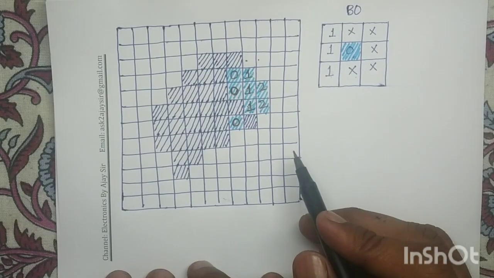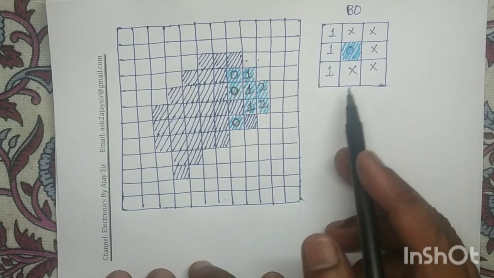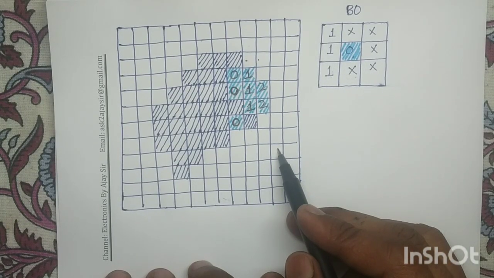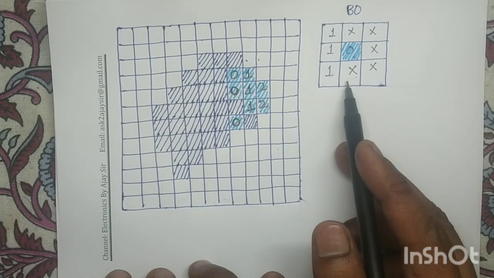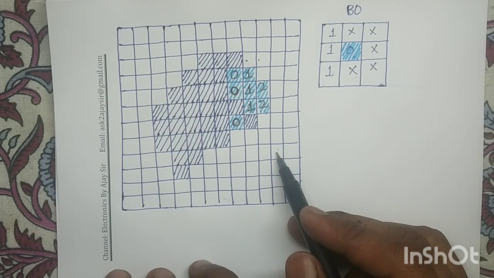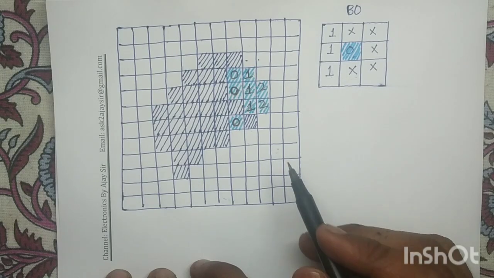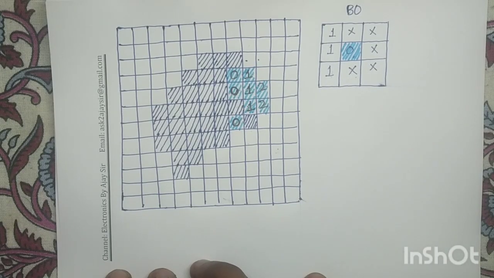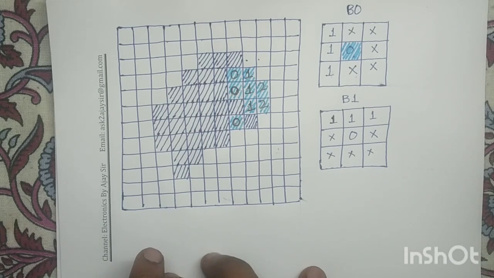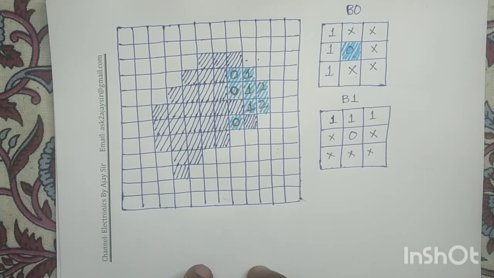Further, if I apply B0 on this intermediate result, we will not find any hit point. It means with B0 we have reached the point of convergence. Next we will try with the structuring element B1.